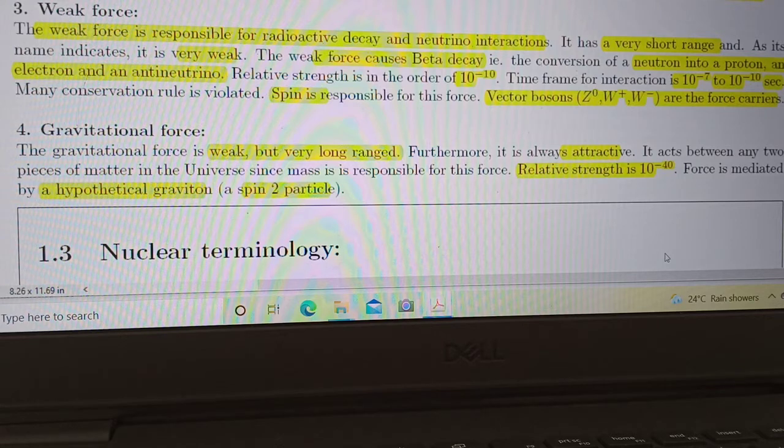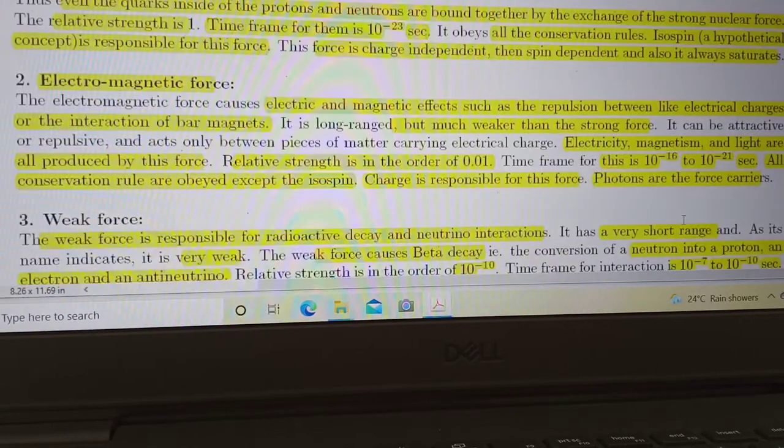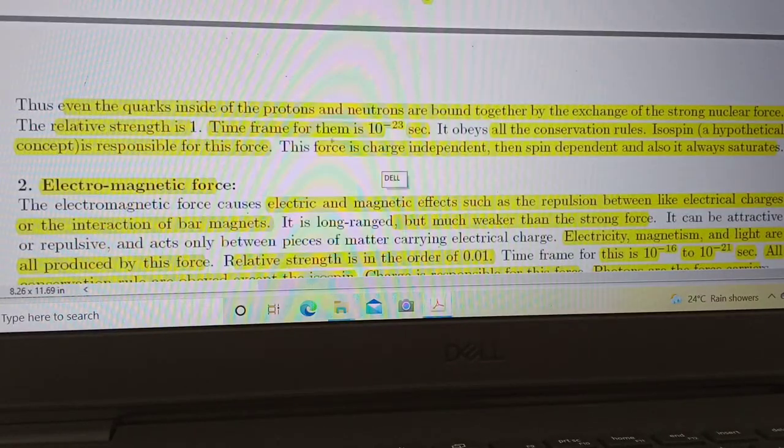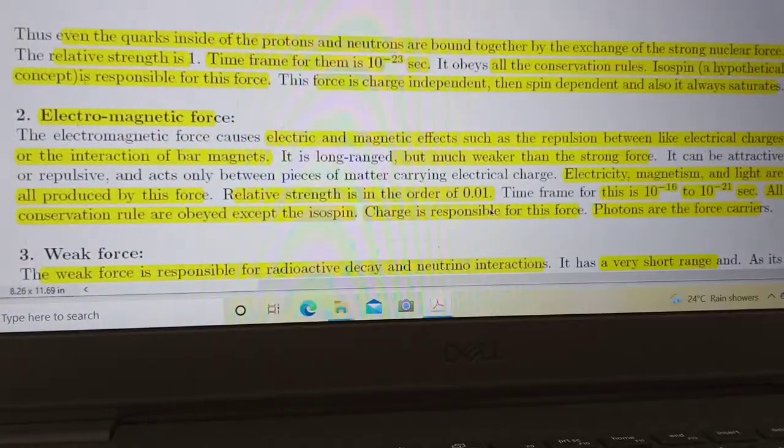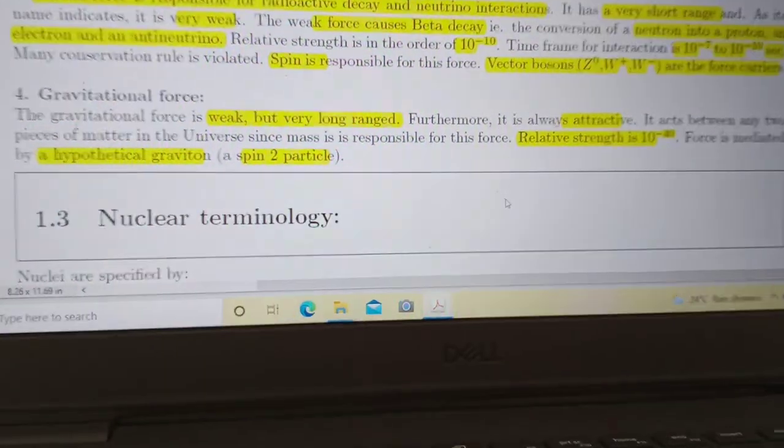And what about the force carriers? The graviton, which is hypothetical, is the force carrier, a spin 2 particle, and mass is responsible for the gravitational force. For the weak force, spin is responsible. For the electromagnetic force, charge is responsible, and for the strong force, isospin is responsible. So we have studied the four fundamental forces in nature: the strong force is the strongest, then electromagnetic, then weak, and gravitational force is the weakest.